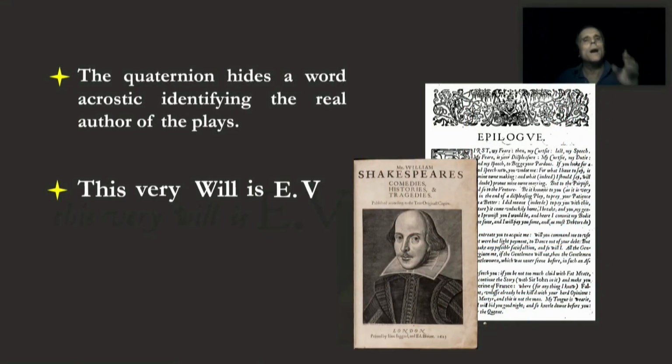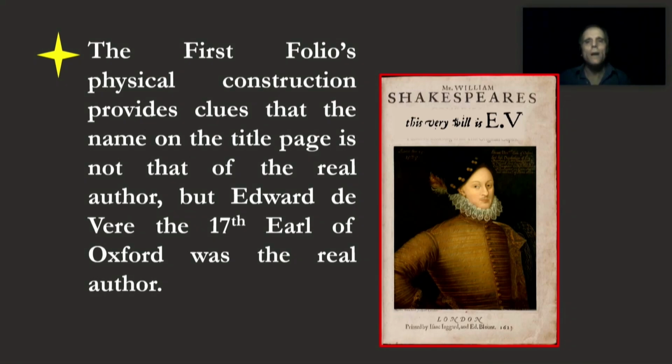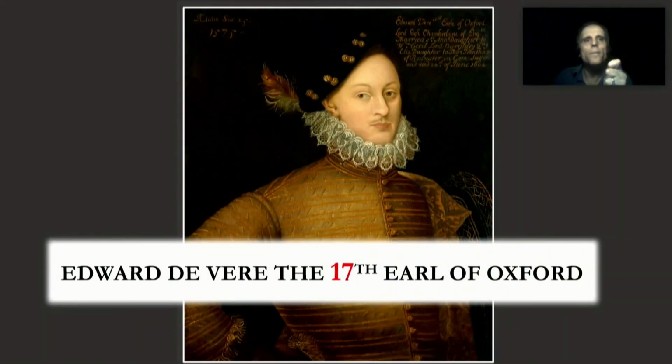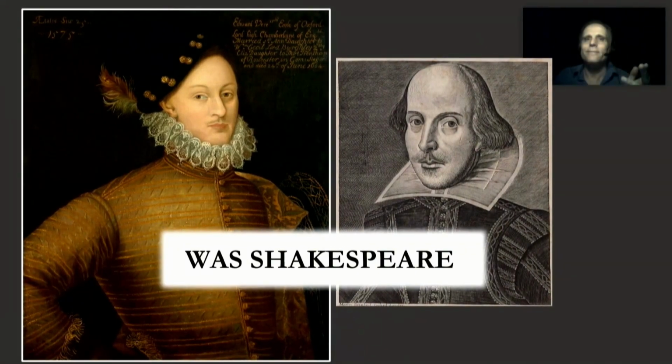The quaternion hides a word acrostic identifying the real author of the plays. This very will is E.V. is unambiguous, clear, and sharp evidence needed for the Oxfordian theory to succeed. In conclusion, the first folio's physical construction provides clues that the name on the title page is not that of the real author, but Edward de Vere, the 17th Earl of Oxford, was the real author. This is strong evidence that Edward de Vere, the 17th Earl of Oxford, was Shakespeare.